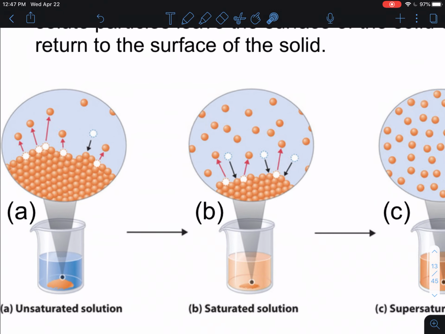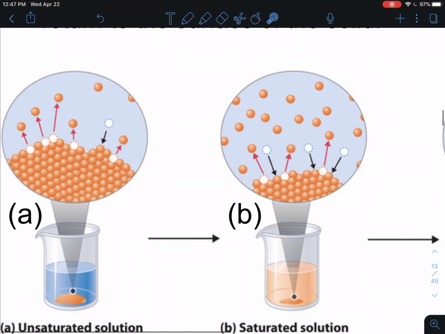I'm going to zoom in really fast. So again, you have this solid crystal lattice, right, or a solid compound. We throw it in water, and all of a sudden we start seeing all of these solid particles start to leave the surface of the solid. Sometimes they come back, but not always. They keep going out of the solid and into solution until it reaches saturation, right? So this is a saturated example.